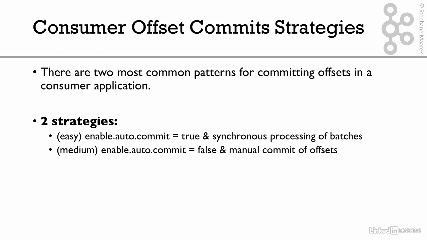The second strategy is enable autocommit equals false. So we explicitly disable the capability to commit automatically, and we will manually commit the offsets. So this one has an advantage. I'll show you which one it is if you need it. So let's dive into each of these strategies.